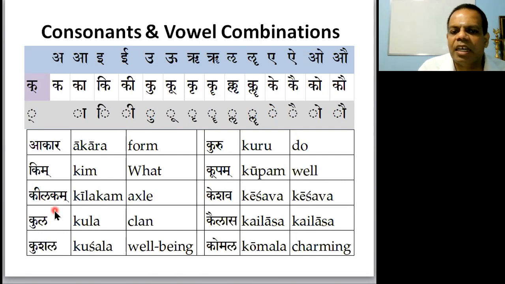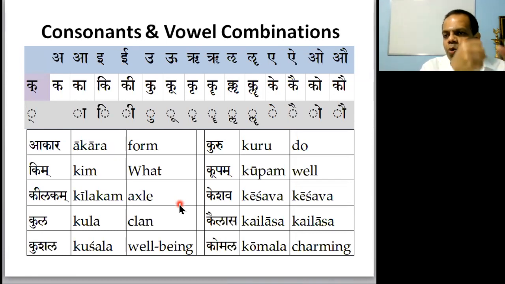Next word is kilakam. It's ki, as you can see, it's a longer E. Here it was longer U. Kilakam. Okay, kilakam means axle. In a wheel, there's a pin around which everything revolves. So anything around which anything revolves is called kilakam.